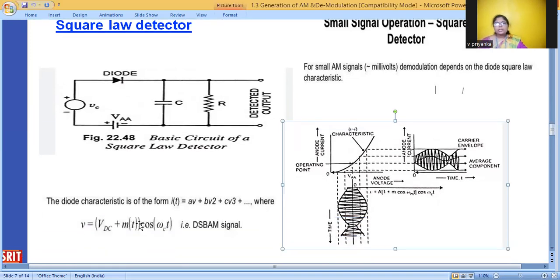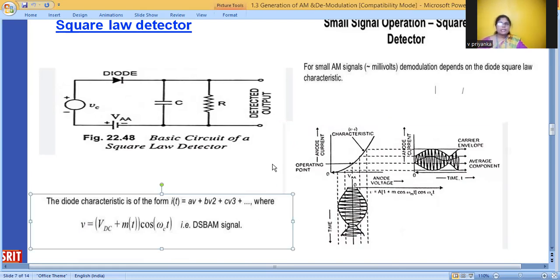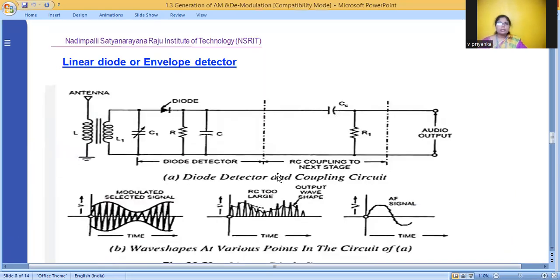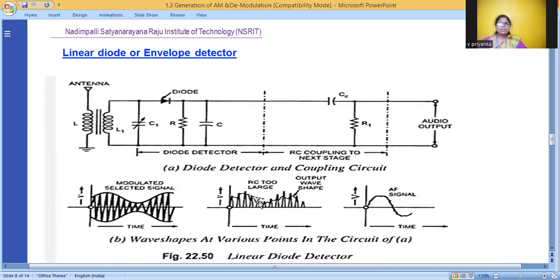Here we can see V is equal to VDC plus m(t) times cos(omega c t), that is the DSB AM signal.